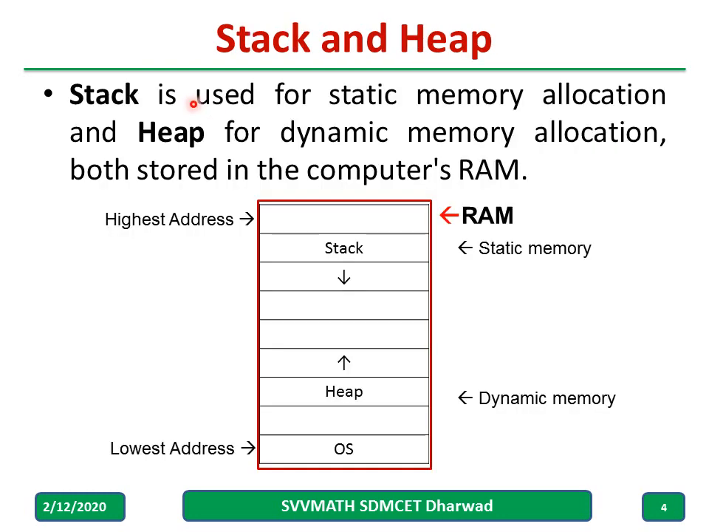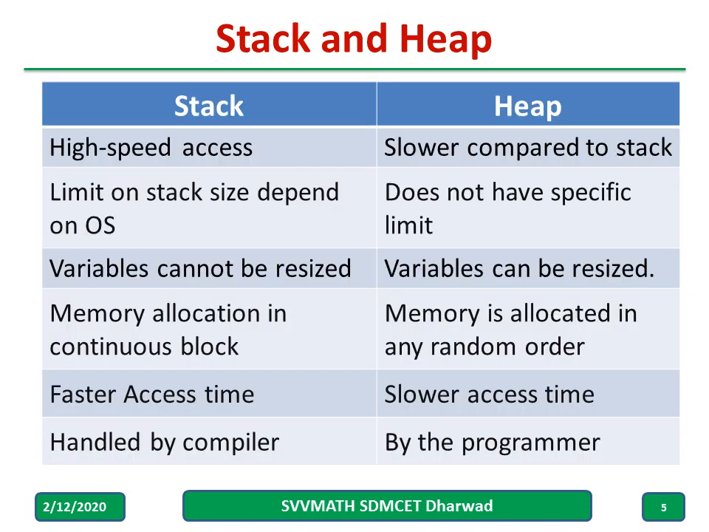Stack and heap. Stack is used for static memory allocation and heap for dynamic memory allocation. Both are part of the RAM only. The lowest address is where usually the OS will be, and the highest address, in between, we have a stack and we have a heap. Dynamic memory, it is the heap. Static memory, so we use the stack area.